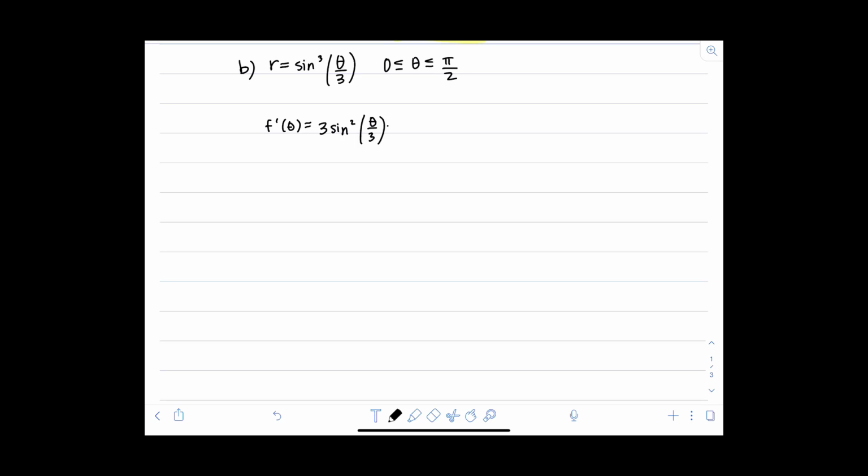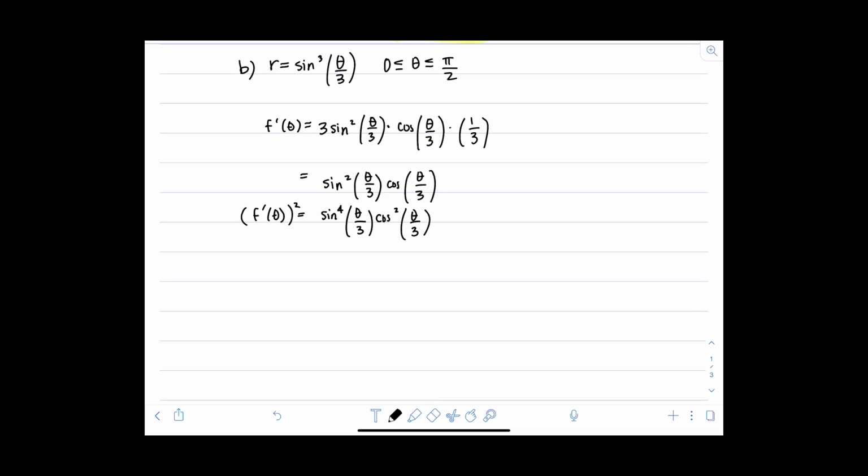Chain on the derivative of sine of theta over 3, which is cosine theta over 3. Chaining on the derivative of what's inside, which is 1/3. And when we simplify that, we get sine squared theta over 3 cosine theta over 3. So when we square that, which is going to be what plugs into our formula, we'll get sine to the 4th theta over 3 cosine squared theta over 3.